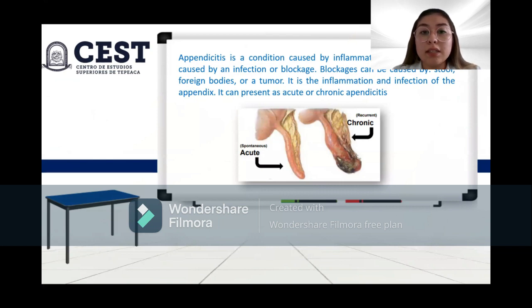Appendicitis is a condition caused by inflammation of the appendix, caused by infection or blockage. The blockages can be caused by stool, foreign bodies, or a tumor. It is an inflammation and infection of the appendix, and it can present as acute or chronic appendicitis.